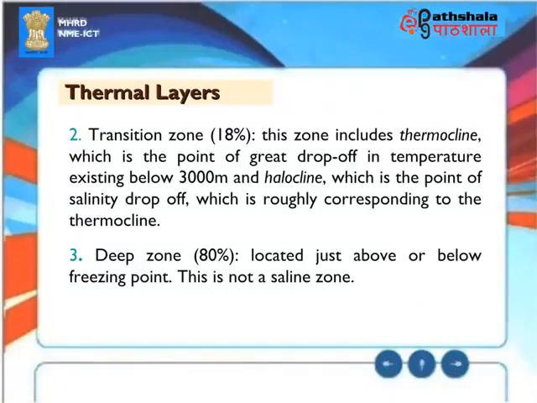Transition zone, 18%. This zone includes thermocline, which is the point of great drop-off in temperature existing below 3000 meters, and halocline, which is the point of salinity drop-off, which is roughly corresponding to the thermocline. Deep zone, 80%, located just above or below freezing point. This is not a saline zone.